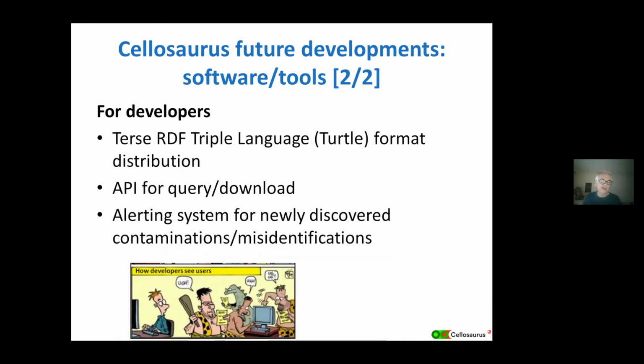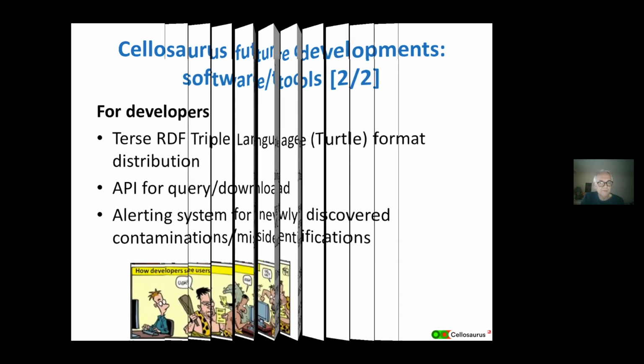We also would like to have an alerting system for newly discovered contamination and misidentification, so that people can know which are the new cell lines which have been, well, they're not new in the Cellosaurus, but which have been newly indicated as being problematic.